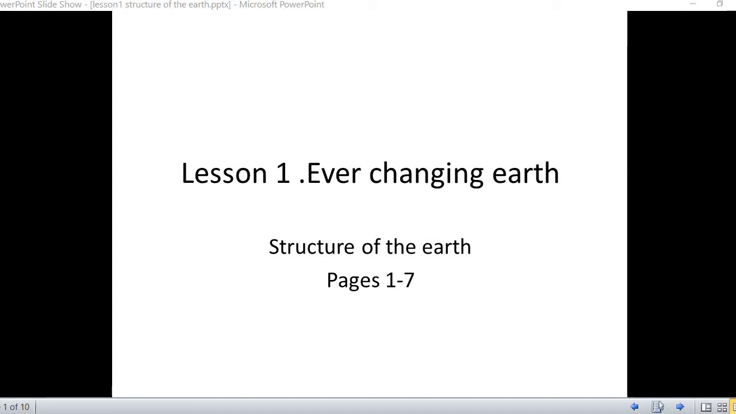So this is lesson one of the Ever-Changing Earth for Year 10. We're going to look at pages 1 to 7 and the structure of the Earth. So it's the Ever-Changing Earth booklet that we're starting now.